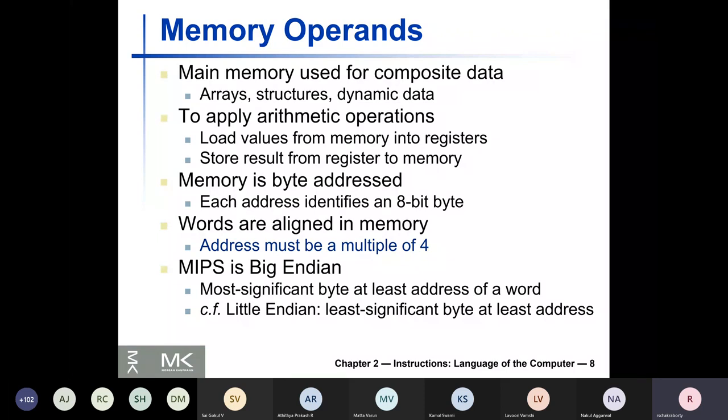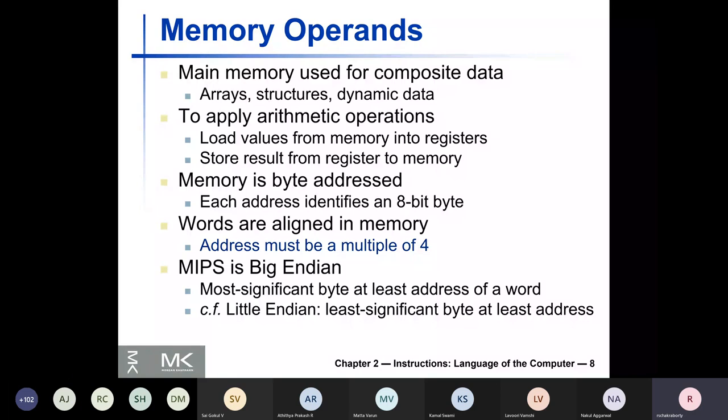For example, the Intel x86 type microprocessors, the ones you have in your laptop, they are little endian. In this, the LSB is stored at the least address. So in the example I was giving, a word with byte addresses 0, 1, 2 and 3, which is word address 0, there the LSB will be at byte address 0. So just the reverse convention.